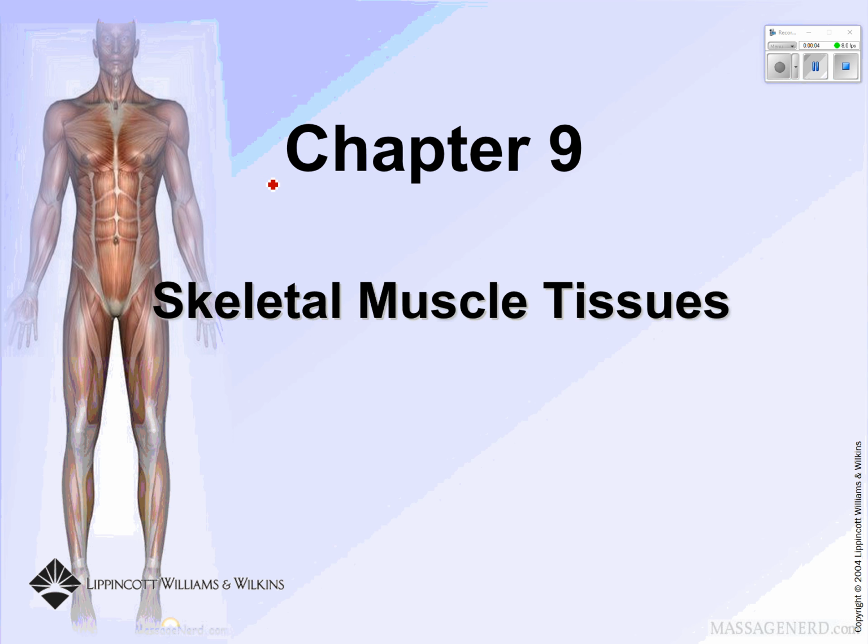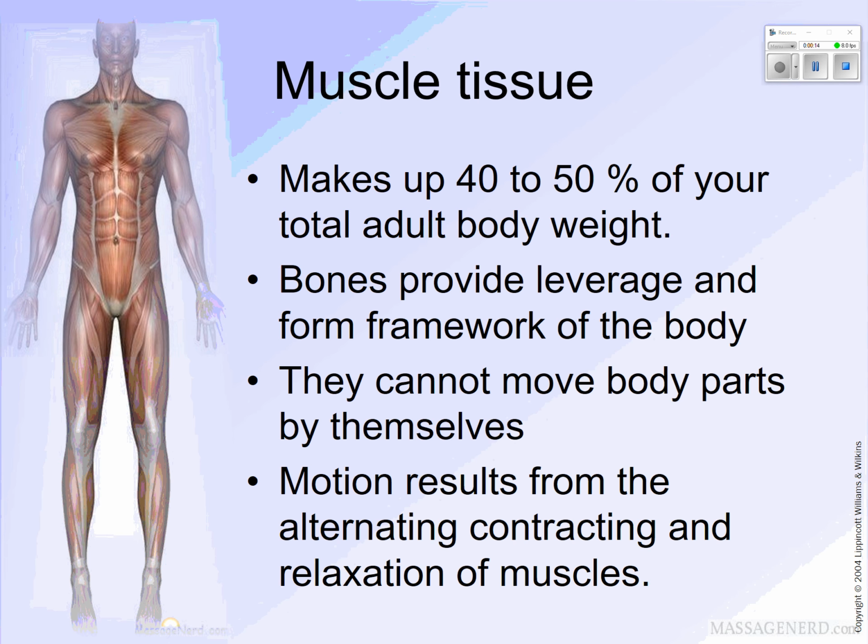Okay, so we're going to talk about Chapter 9, which is the skeletal muscle tissues. Chapter 10, we'll talk about more of the detailed individual muscles. So muscle tissue, of course, makes up 40 to 50% of your total adult body weight in an average adult person.